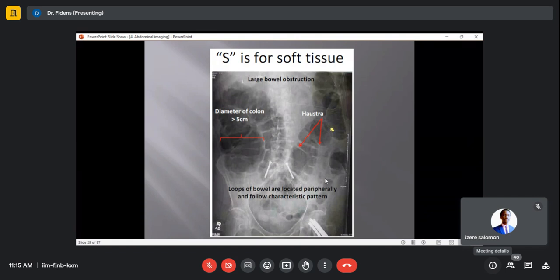Yes. If you understand this, it will be easier for you to diagnose any bowel distension, bowel obstruction. You will recognize them very well.